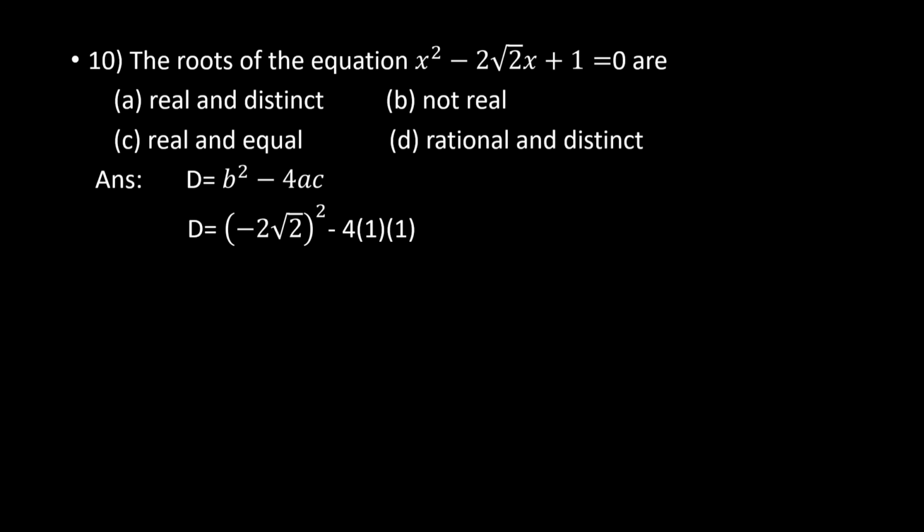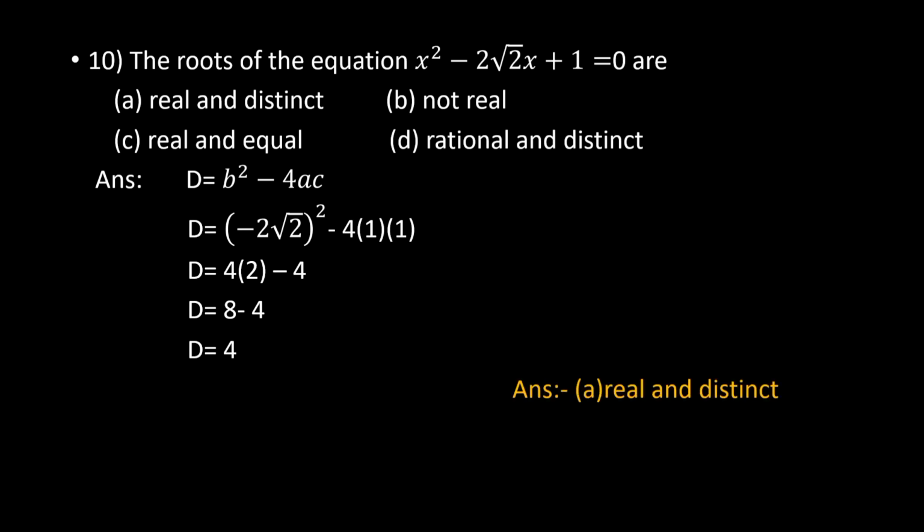We will substitute it. Minus into minus becomes plus, 2 2s are 4, square root 2 we have. Square and root cancel, we get 2. Minus 4 into 1 into 1 gives 4. So we multiply this, 4 2s are 8 minus 4. By subtracting we get plus 4. That is greater than 0. So greater than 0 means what is the answer? Option A, real and distinct. If D is greater than 0, it's real and distinct.